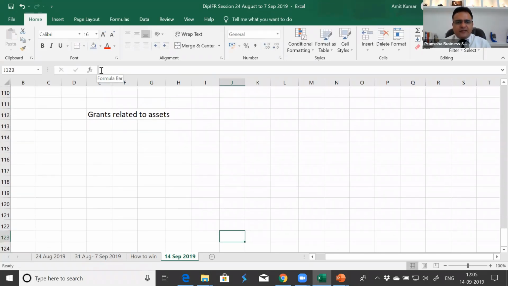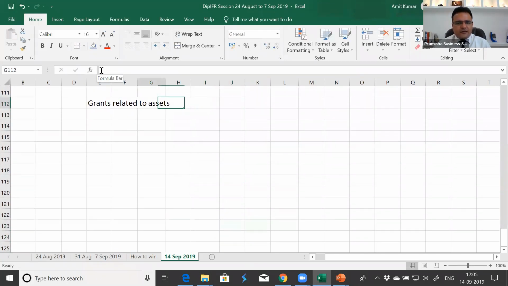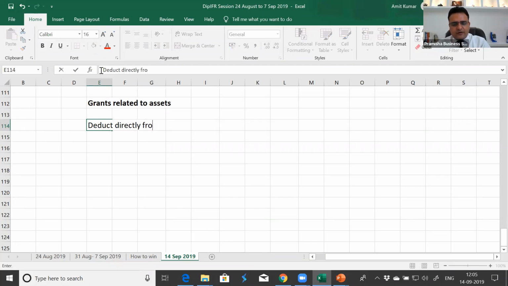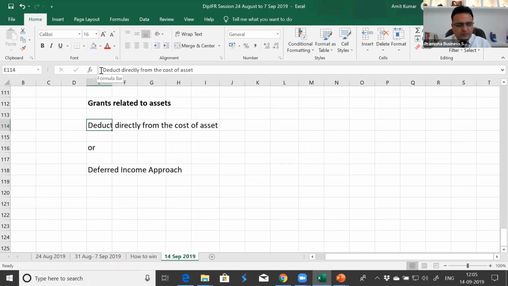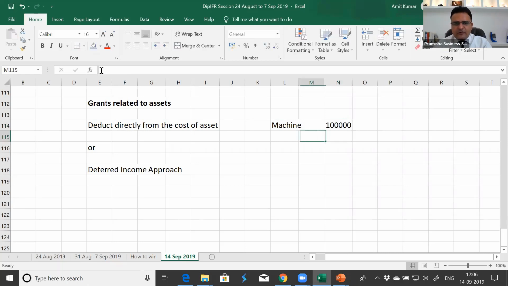For grants related to assets, again we have a choice. Either deduct directly from the cost of the asset, or use the deferred income approach. What is the difference between the two? Suppose we bought a machine for 100,000. Useful life is 5 years.